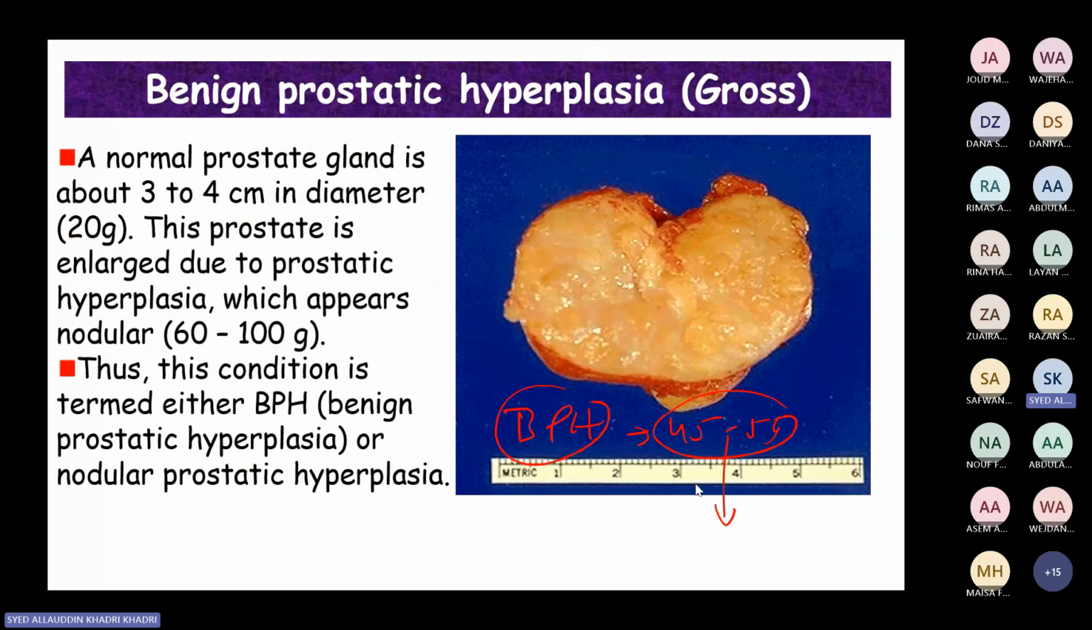Excellent pathologist. The normal prostate gland is 3 to 4 centimeters in diameter. The prostate is enlarged due to prostatic hyperplasia, which appears nodular and goes from 20 grams up to 100 grams. Thus, this condition is termed benign prostatic hyperplasia or nodular prostatic hyperplasia.